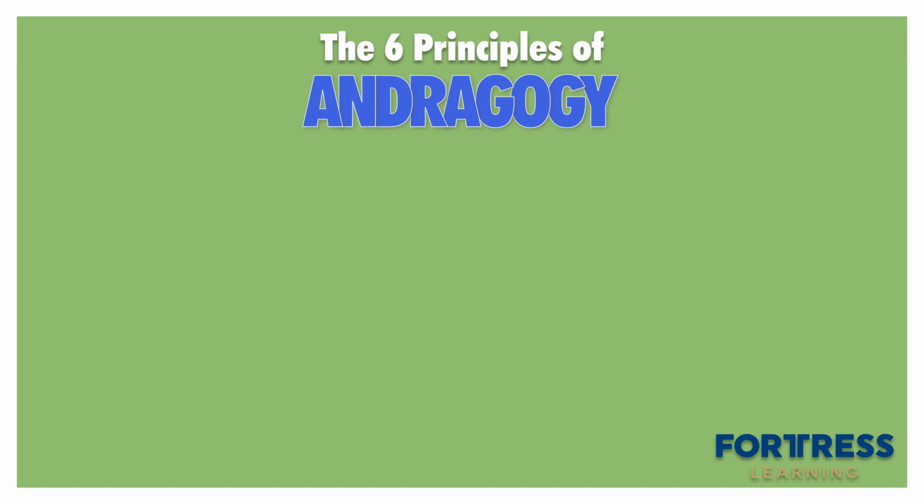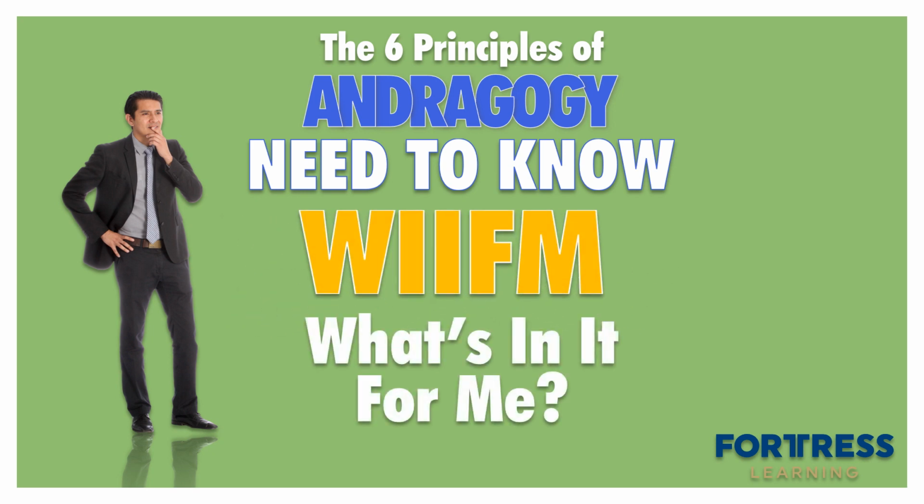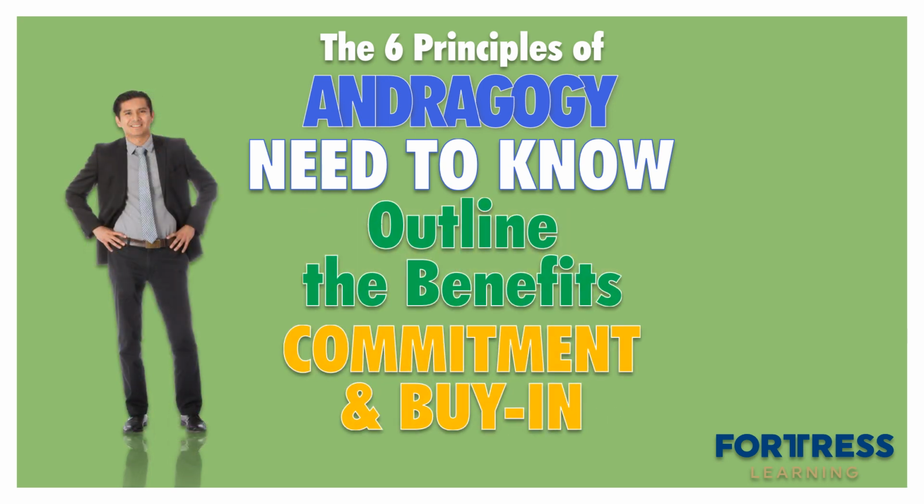The first principle is that adults need to know why they need to learn something and what the benefits will be for them before they will fully commit or buy into the learning process. So it's essential that right from the start, trainers clearly outline the personal benefits that learners will gain from the training.